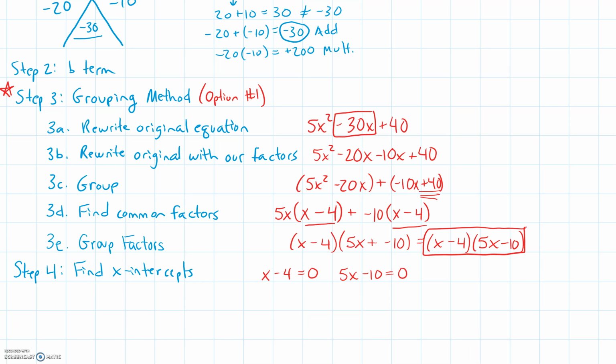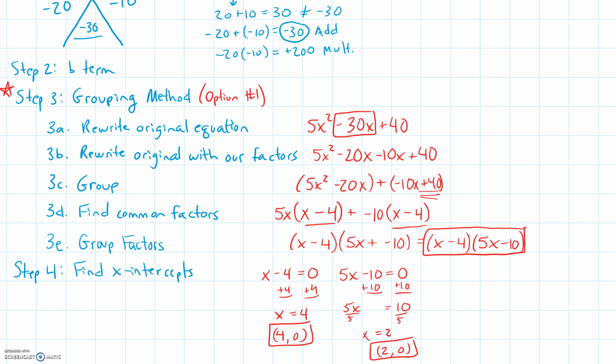So when we solve that, we can see that x equals 4. So we can say 4 comma 0 is the one intercept. And then this one here, solving these equations, 5x equals positive 10, divided by 5. And then we can see x equals 2. So the other one will be 2 comma 0. So that gives us our first method of factoring by grouping.